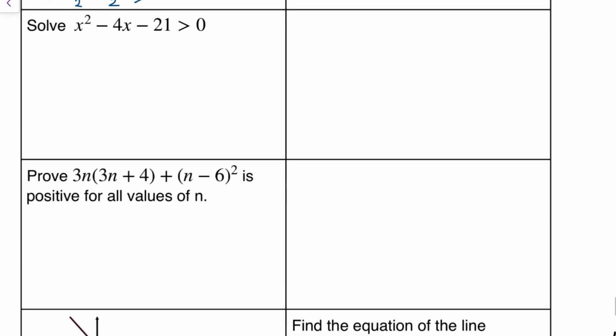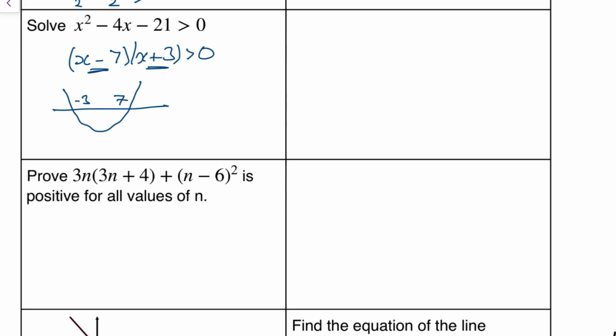Next question. Okay, so quadratic inequality. We've got a quadratic, got an inequality, so it must be a quadratic inequality. The method here is I need my roots. Now I can factorize this as (x minus 7)(x plus 3), 7 and 3, yeah, that's correct, is greater than 0, which means if I map this, that goes through minus 3 and 7, so the minus 3 from here and the 7 from here.